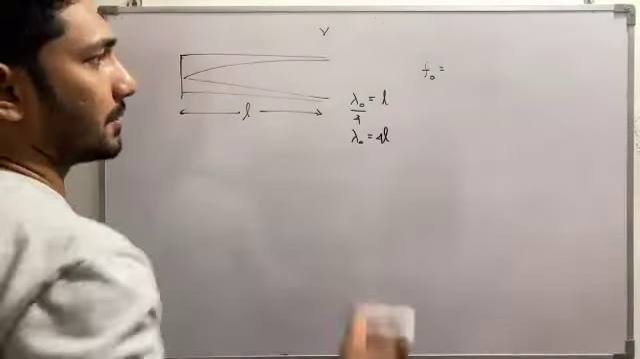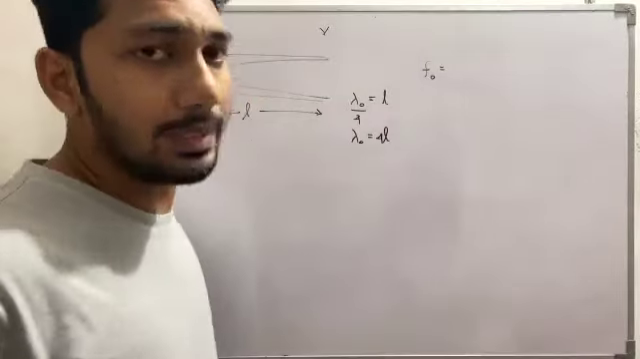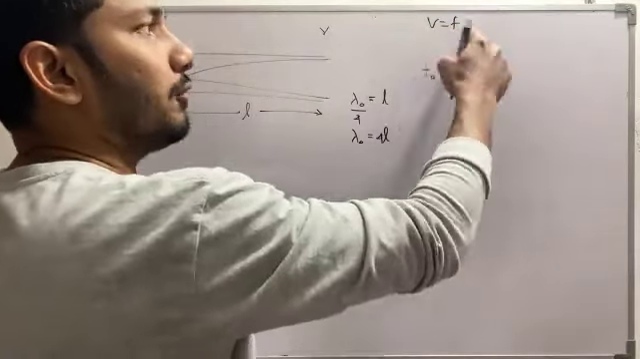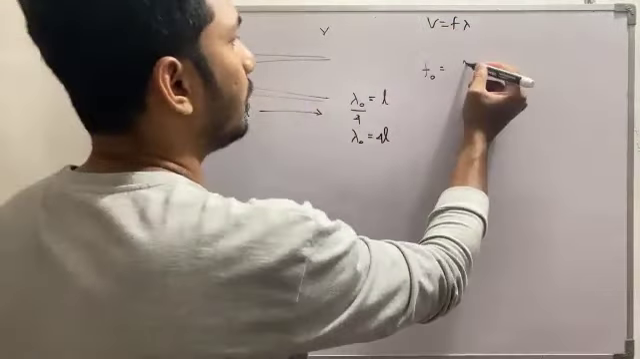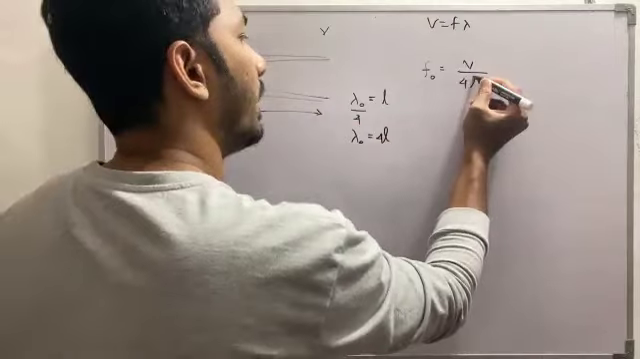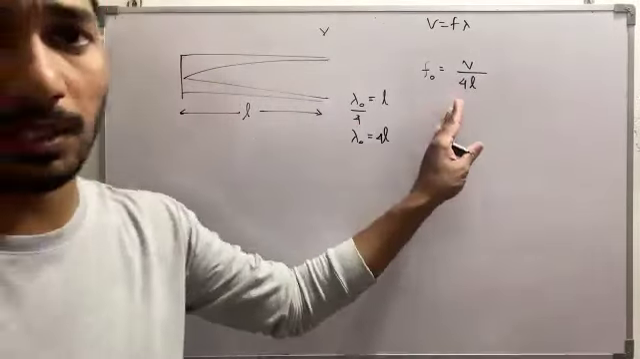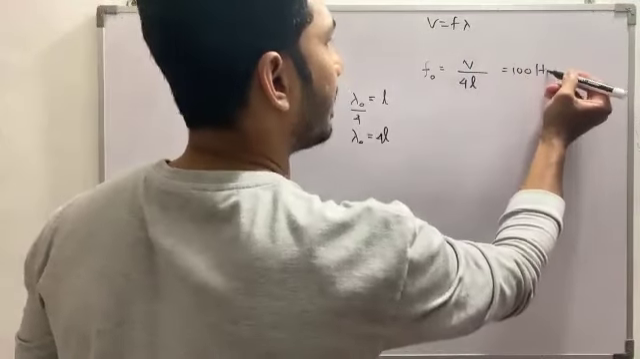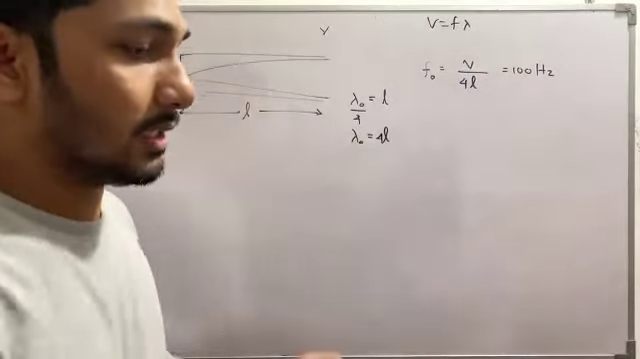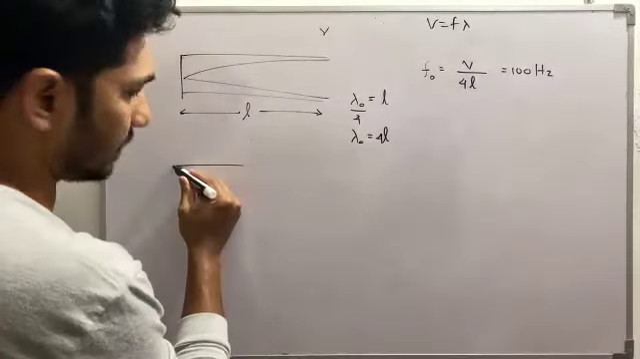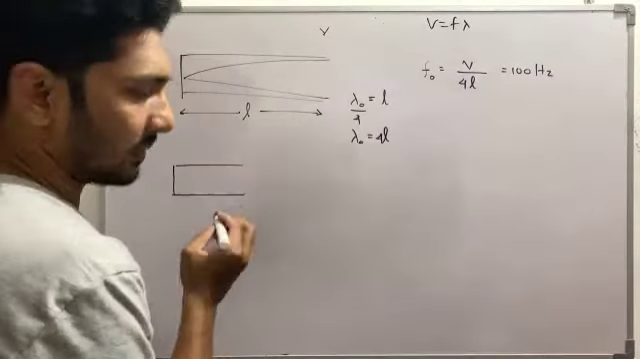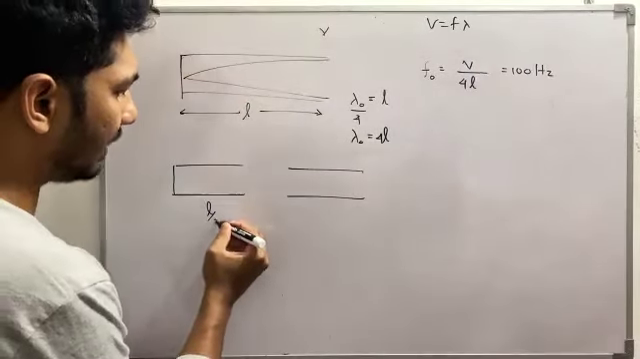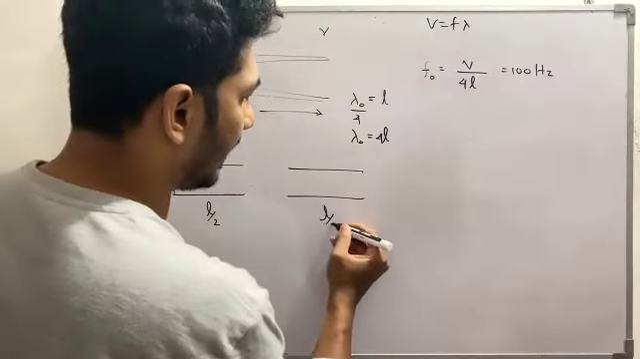So if I substitute that here, according to v is equal to f lambda, f will be equal to v by lambda naught. So f naught will be equal to v upon 4L. This is the expression that will give you, according to the question, 100 Hertz. All right. So now they have cut it into two halves. One looks like this, the other one looks like this. So now only L by 2 length is here.